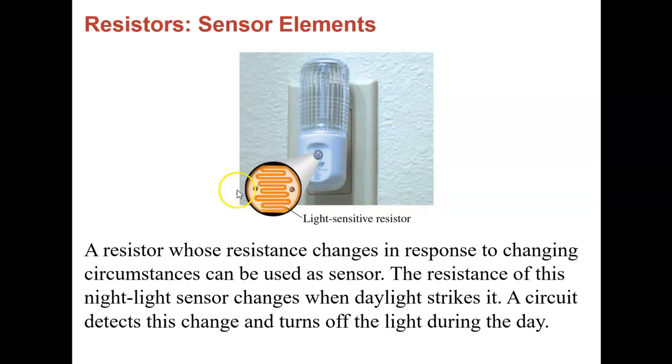Okay, and then we can have resistors whose resistance changes in response to changing circumstances. So like the sensors. Those sensors have different resistors in them that adjust to the current, and if the current gets too high or low, it turns off or on.